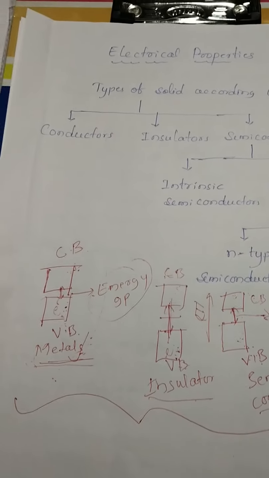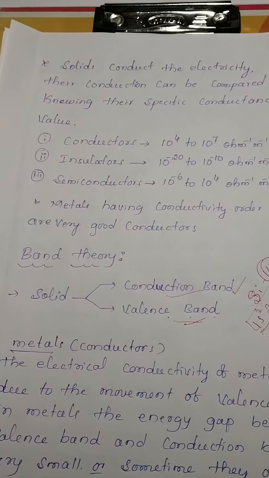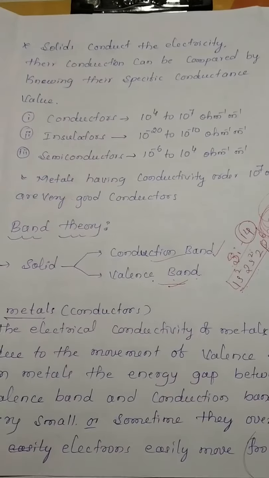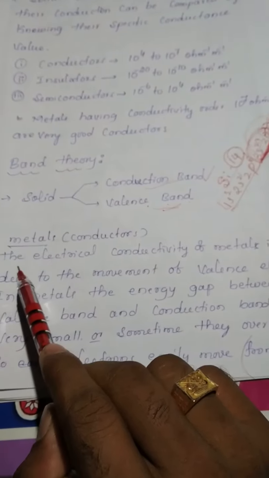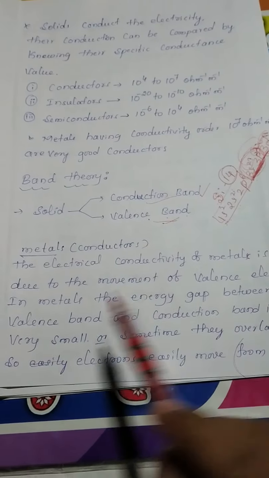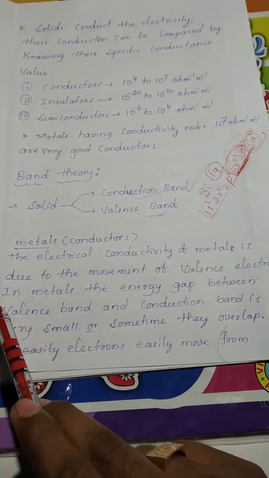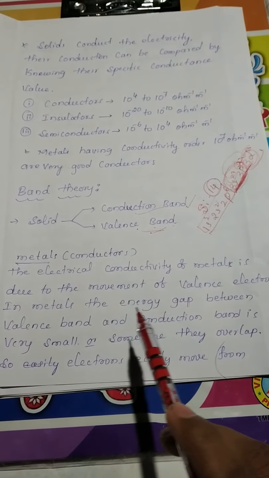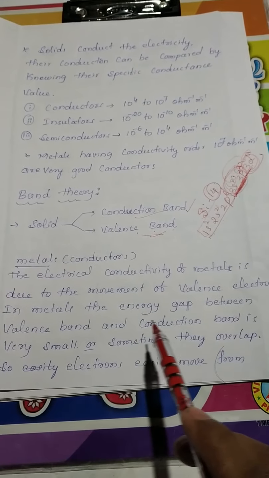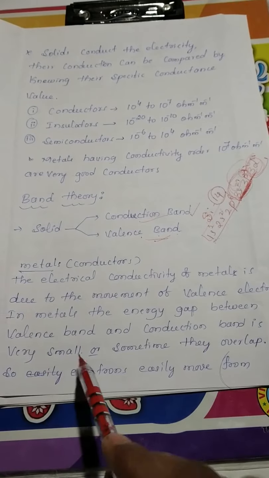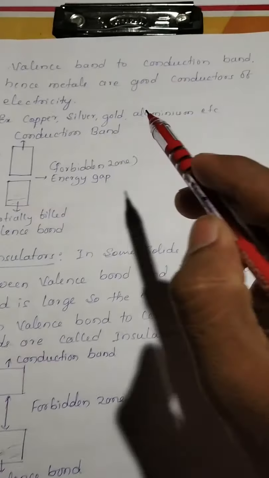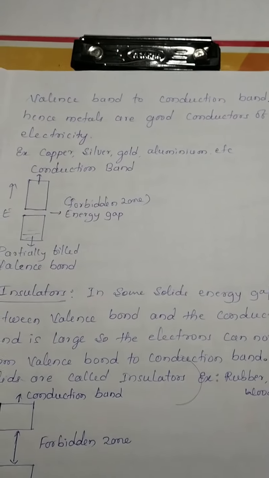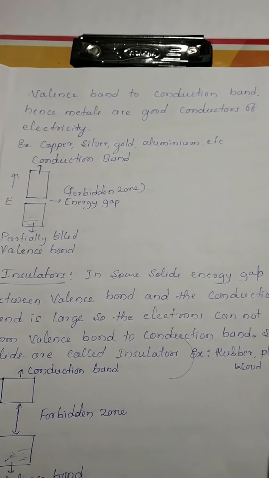So this concept in detail I have written here. Just see here. Metals are conductors. The electrical conductivity of metal is due to the movement of valence electrons. In metal, the energy gap between the valence band and conduction band is very small, or sometimes they overlap. So electrons easily move from the valence band to the conduction band. Hence, metals are good conductors of electricity.